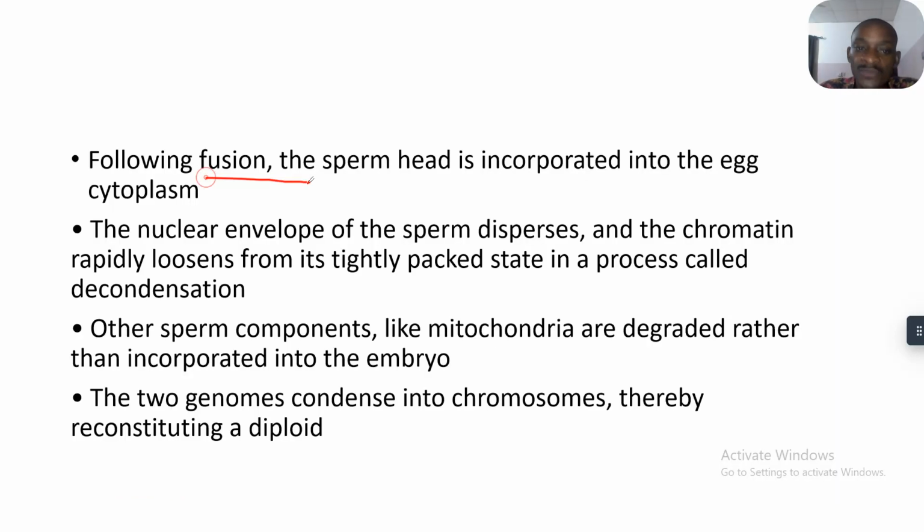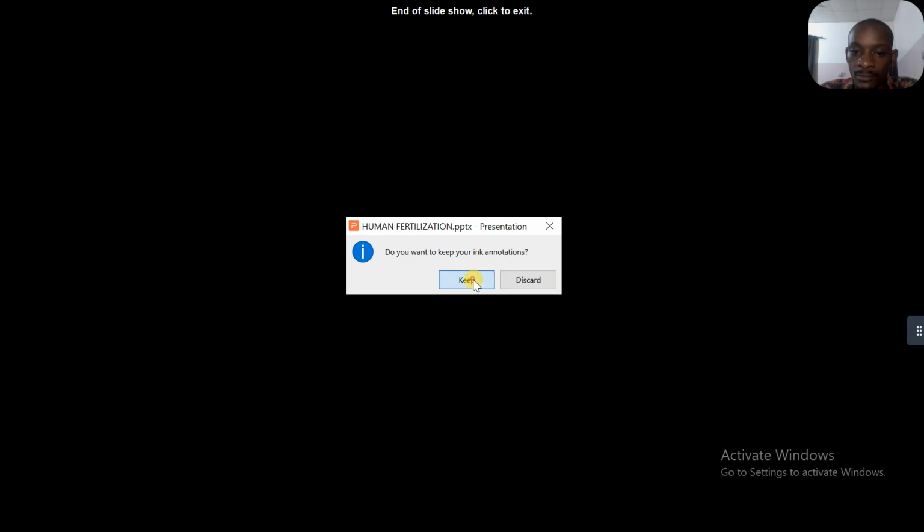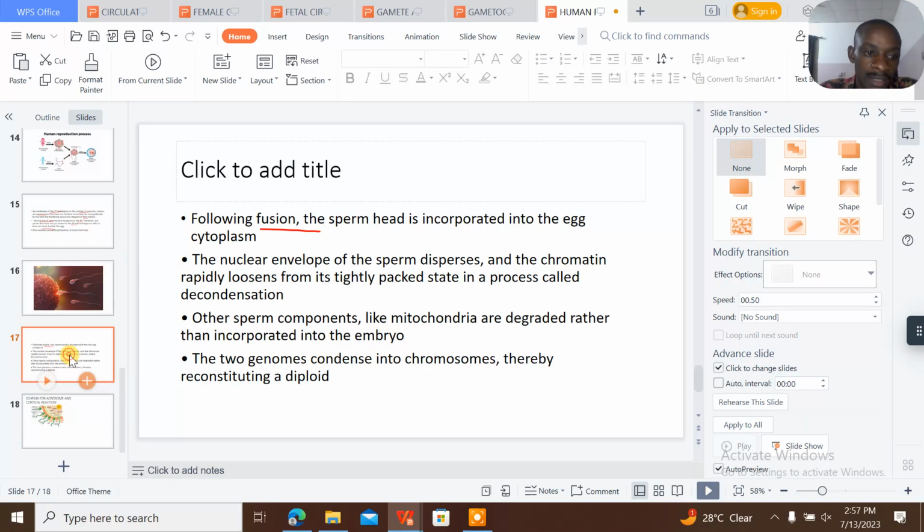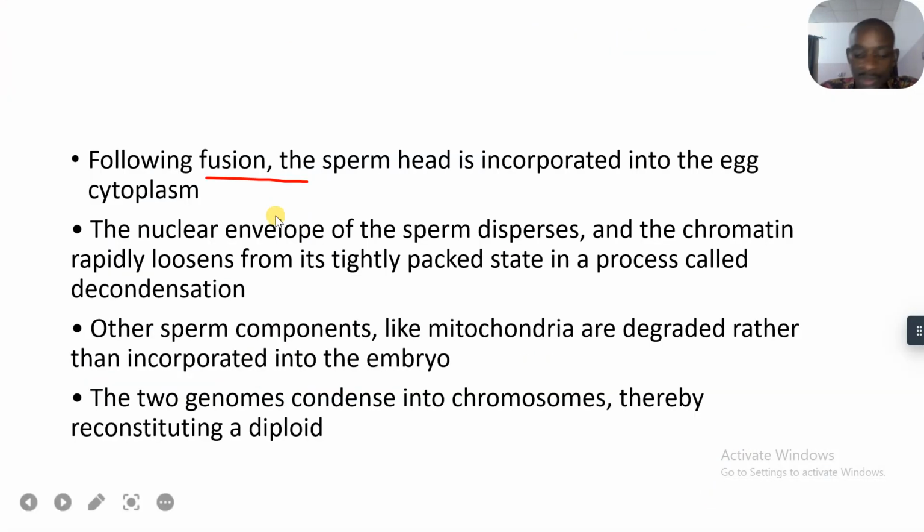Okay. Now, following fusion, the sperm head is incorporated into the egg cytoplasm. The nuclear envelope of the sperm disperses, and the chromatin rapidly loosens from its tightly packed state in a process called what? Decondensation. Other sperm components like mitochondria are degraded rather than incorporated into the embryo, and the two genomes condense into chromosomes, thereby reconstituting a diploid.